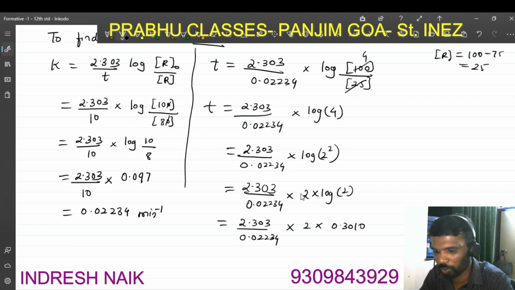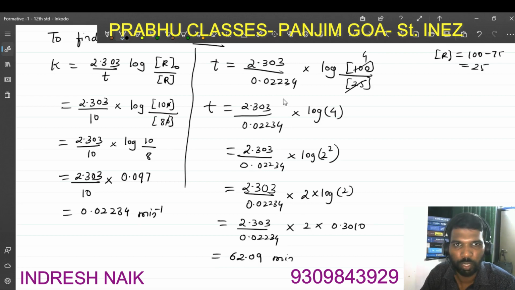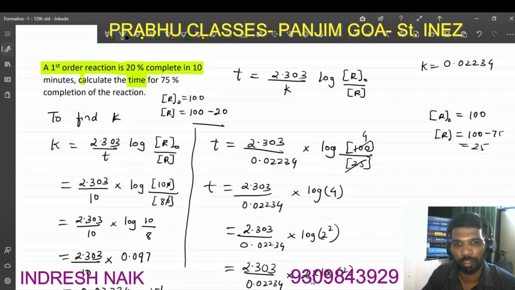So 2.303 multiplied by 2 multiplied by 0.3010, divided by 0.02234. The answer is time equal to 62.09 minutes, because this unit was per minute. These units are going to get cancelled, so the final units will be in minutes. That's it.